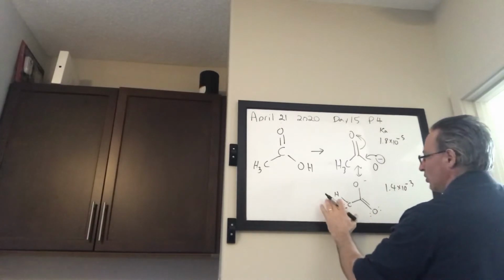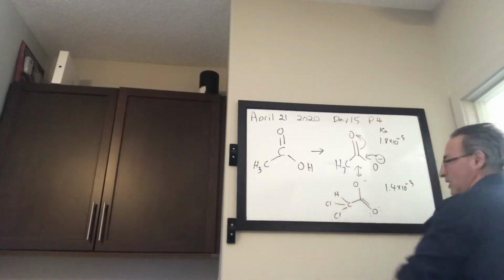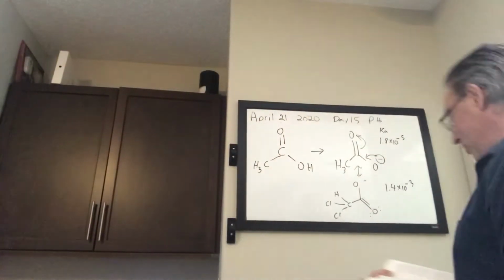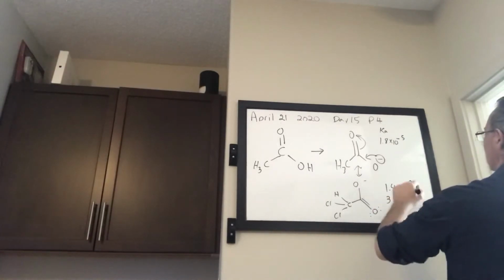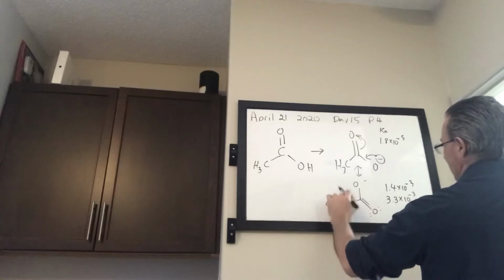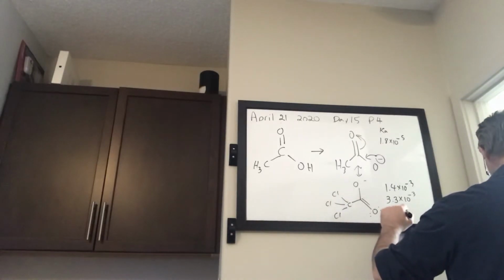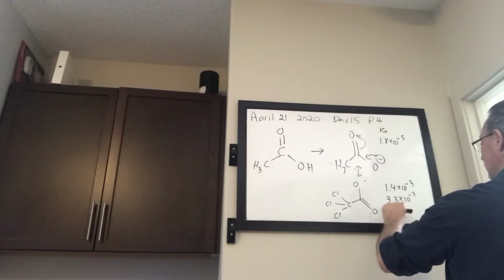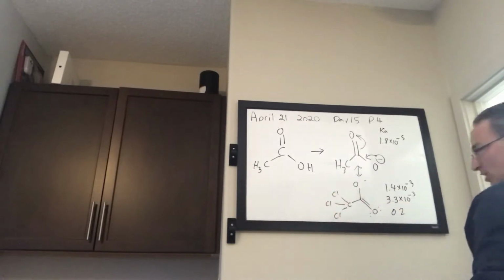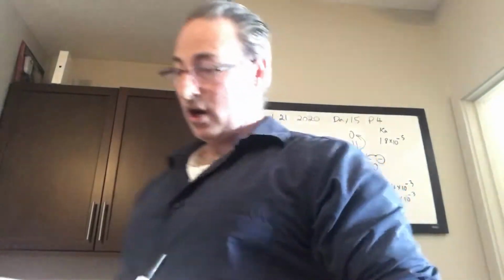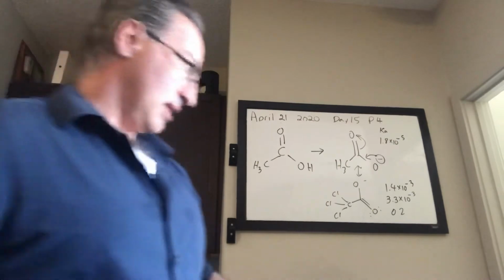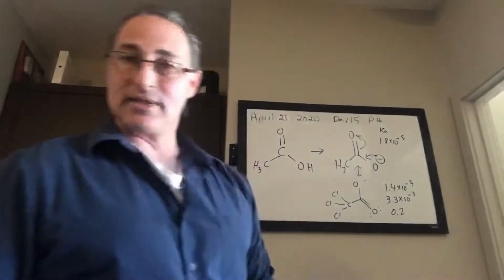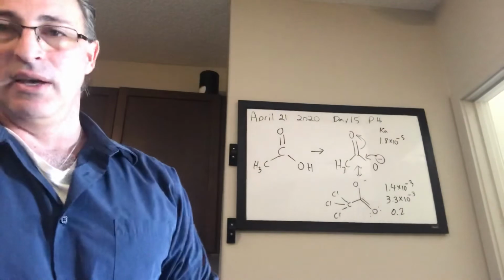If you put 2 chlorine atoms, the Ka goes up to 3.3 times 10 to the minus 2. And then if you have a 3rd chlorine atom, it goes up to 0.2. So adding electron withdrawing groups to the carbon that is adjacent to the carbonyl will increase the strength of the acid because it has a stabilizing effect on the conjugate base.